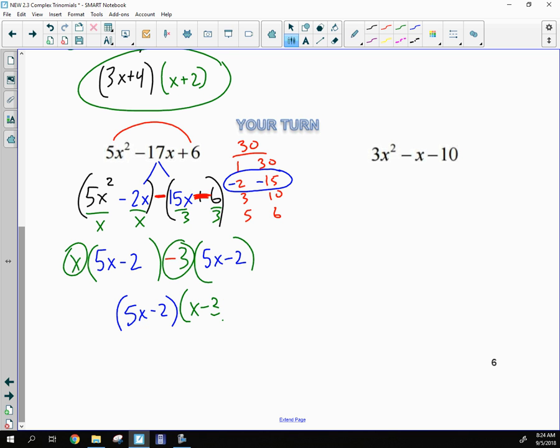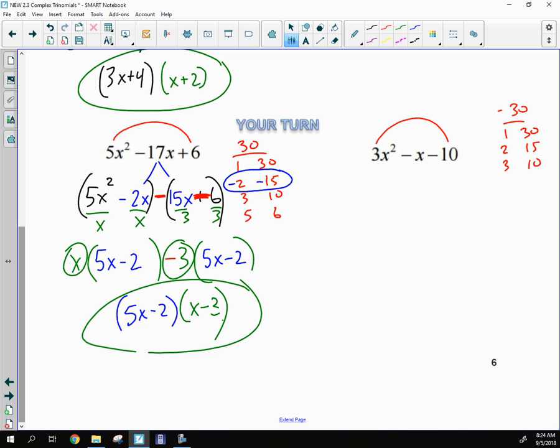Okay, one more. Let's see what we got here. There's no GCF, so I can multiply the first with the last. That's negative 30, which happens to be the same exact list. 1 and 30, 2 and 15, 3 and 10. Oh, 5 and 6. Trying to make 1. The only way we can make 1 is out of 5 and 6. It's got to be a negative 1, so it'd be minus 6 and plus 5.